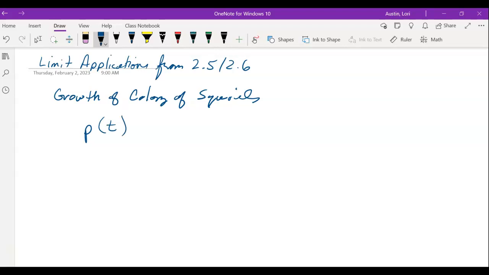When we set functions up, we like to use a letter that represents what we're talking about. That's where the P comes from, it's population. P is the dependent variable, dependent upon time. The independent variable is t, so we're going to use time for this one. So this particular squirrel colony grows at this rate: P of t equals 1,500 divided by 3 plus 2e to the negative 0.1t.